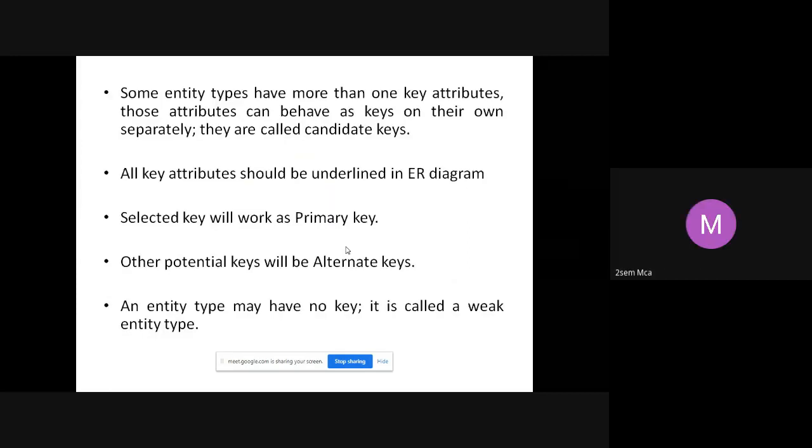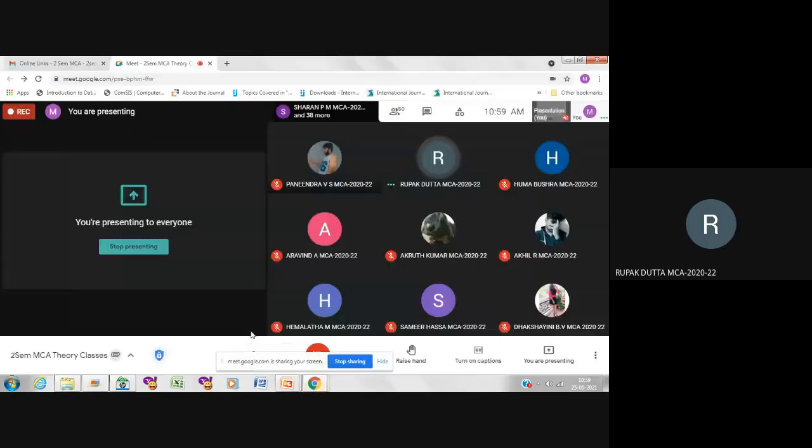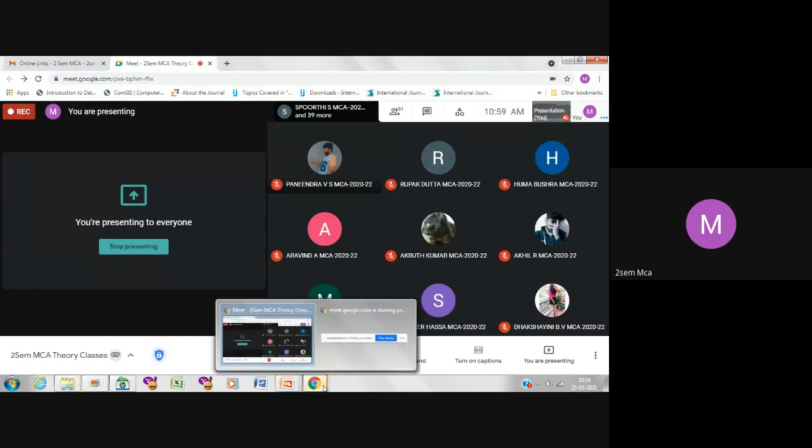Ma'am, simple key can be a primary key, right? Yes, it can be a primary key. You cannot make a composite key along with all its components a primary key. A simple key, yes, you can make. Any other questions?